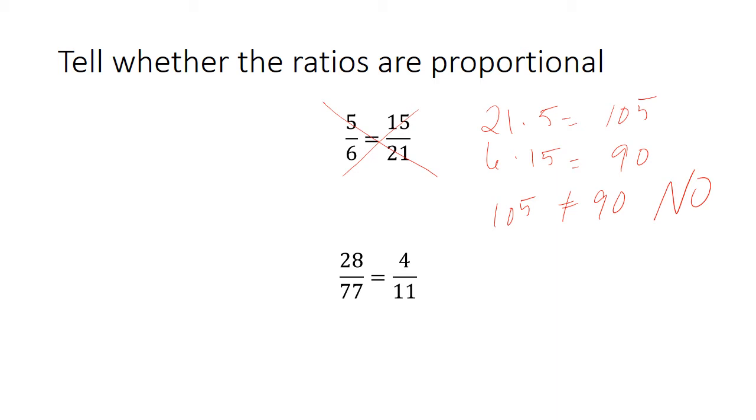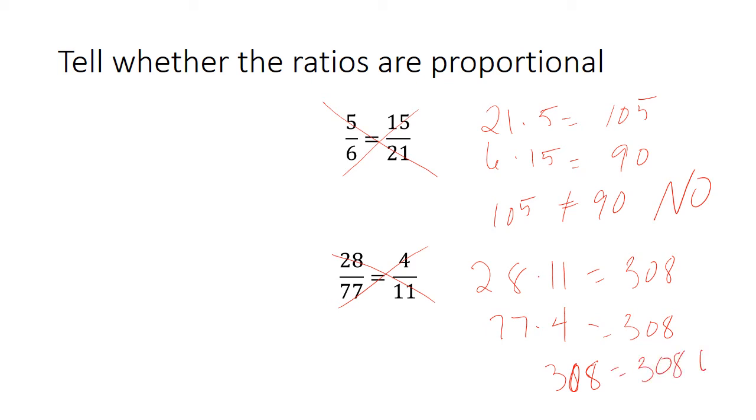Let's try 28 over 77 and 4/11. If we do 28 times 11, we would get 308. And 77 times 4, so on here and here, is equal to 308. 308 is equal to 308. So that one is proportional.